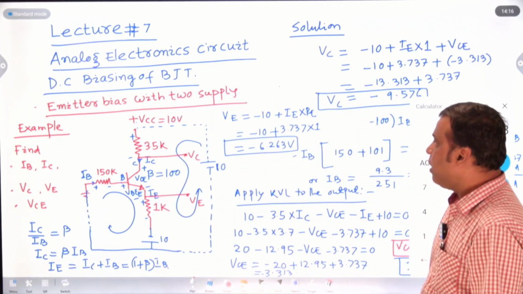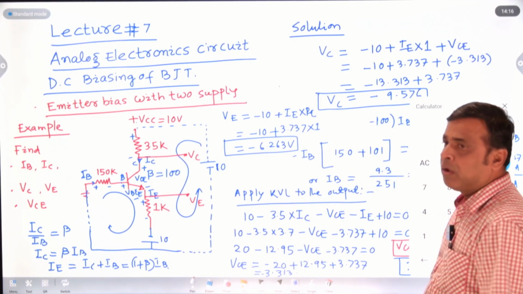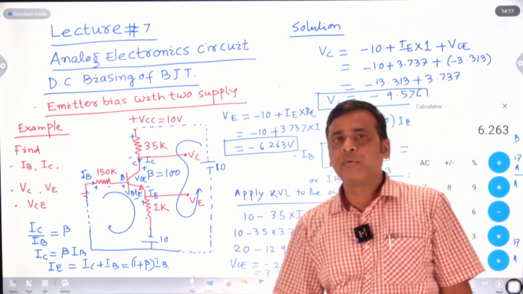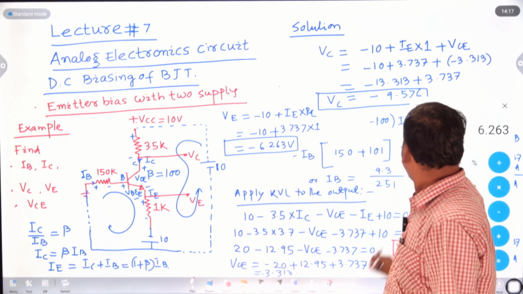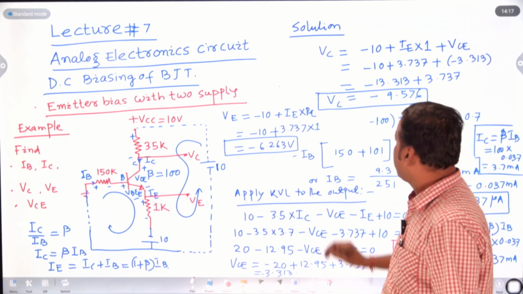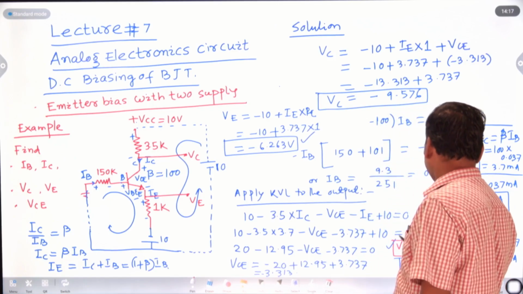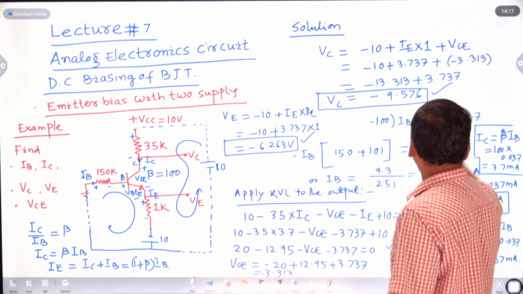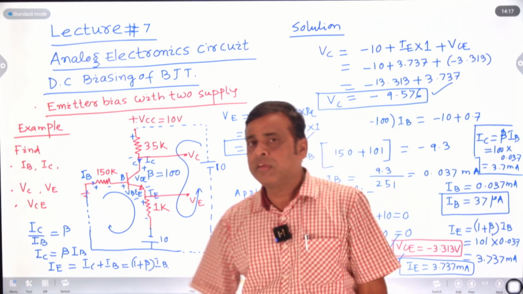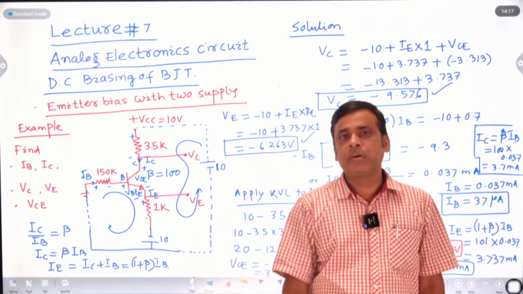So in this way we can calculate all the DC currents and DC voltages. This is your VE, this is your VCE, this is your IE and this is your VC, all the DC currents and DC voltages. In this way we can evaluate or calculate them.